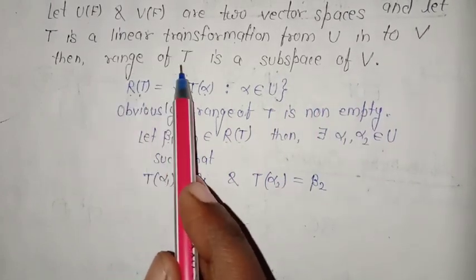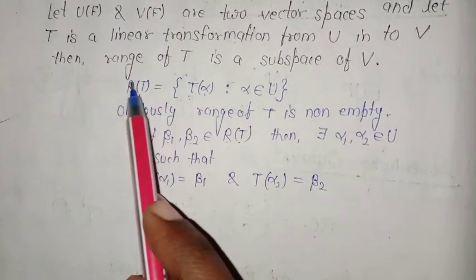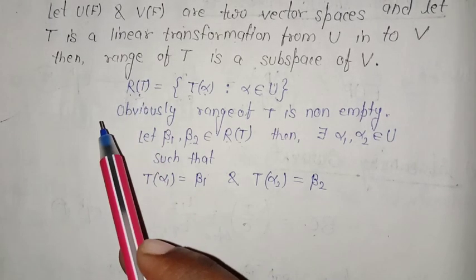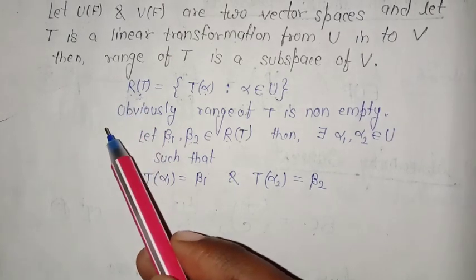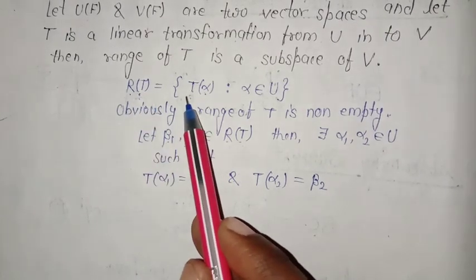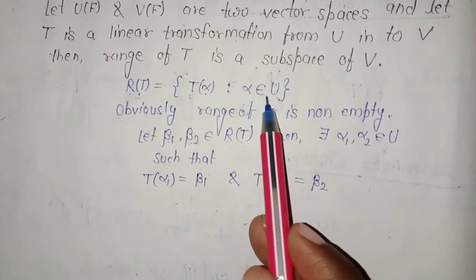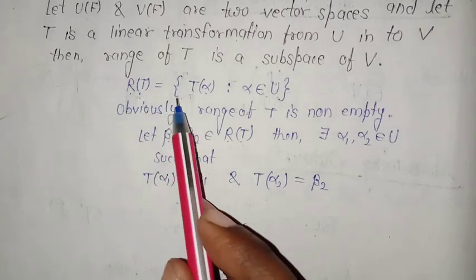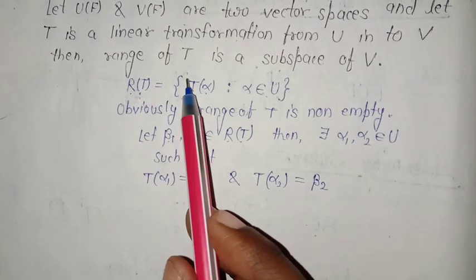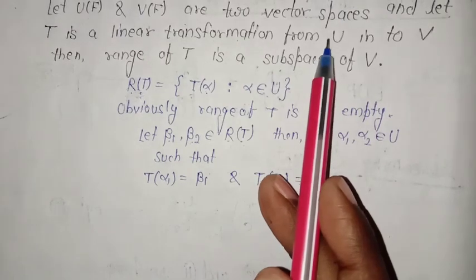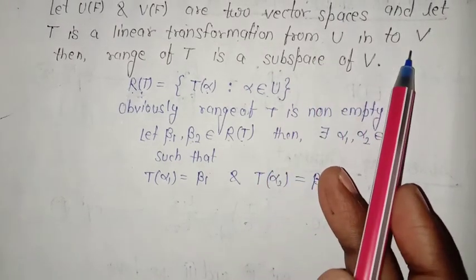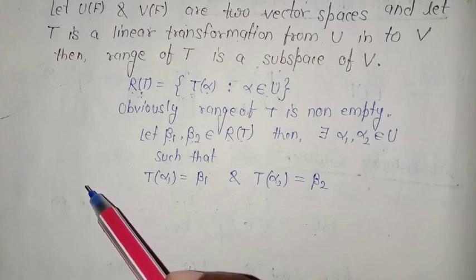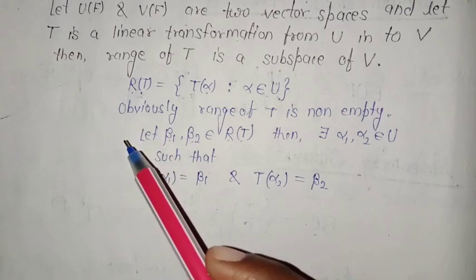In order to prove that range of T is a subspace of V, firstly we have to define what range of T is. If you have watched my previous video, I have discussed that range of T contains all the images of the elements of U under the transformation T. So obviously, this range must be a non-empty set, because if you are able to define a transformation from the domain space U to the codomain space V, then there must be some range space also, and that must be a non-empty set.